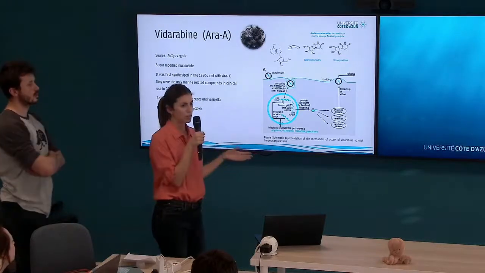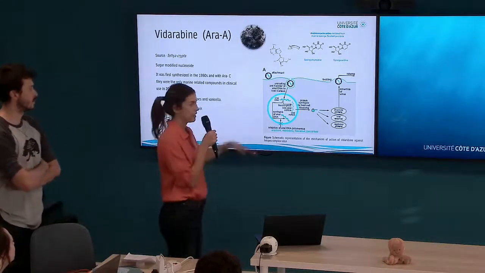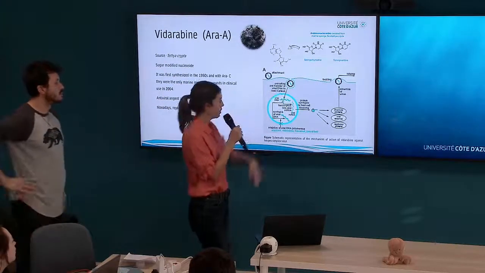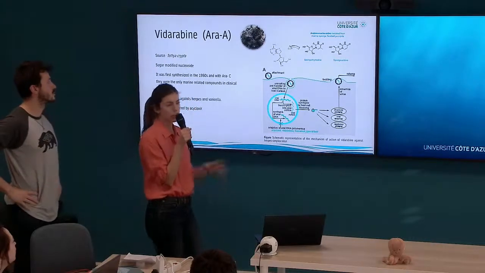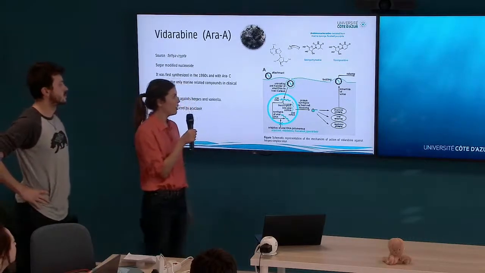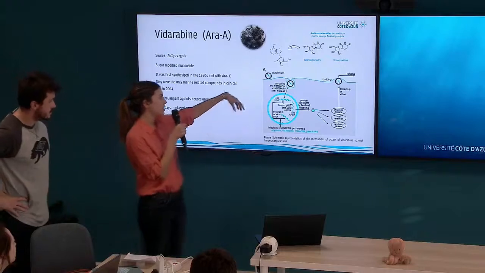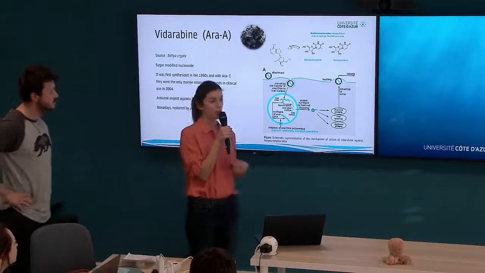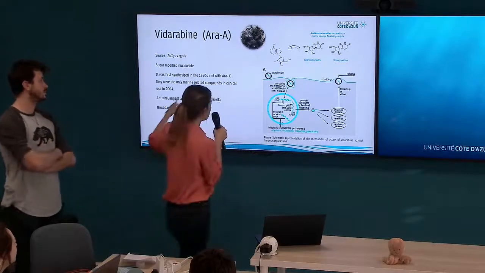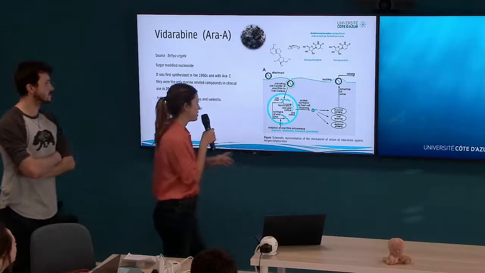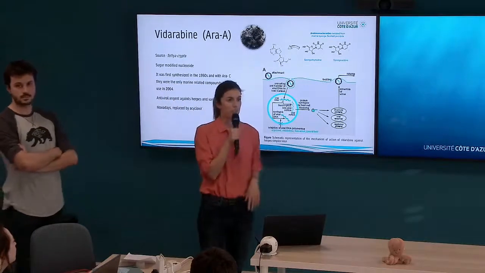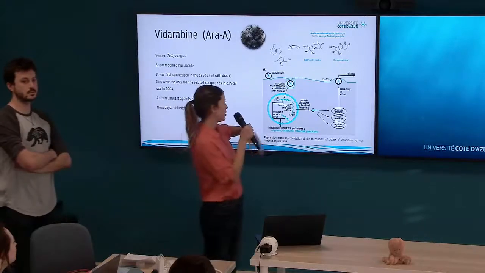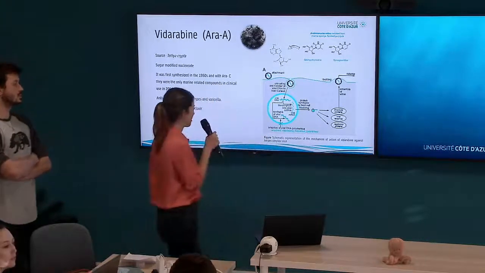There are two types of virus, DNA or RNA viruses. This one is DNA. The viral DNA enters the nucleus, and basically uses the DNA replication machinery of the host cell to replicate its own genome. What vidarabine does is inhibit the DNA polymerase, and in this way it prevents the virus from replicating. So this is the first example.